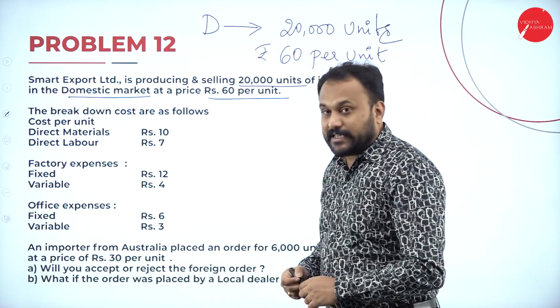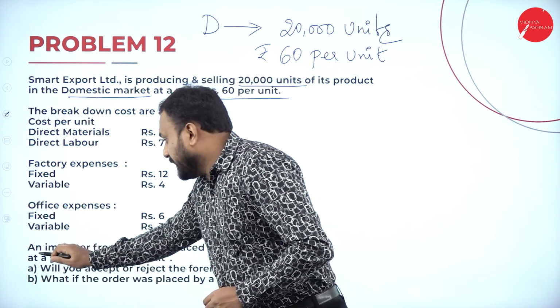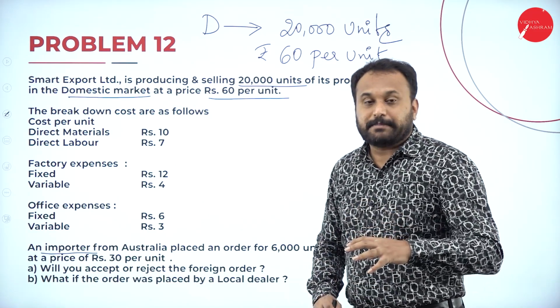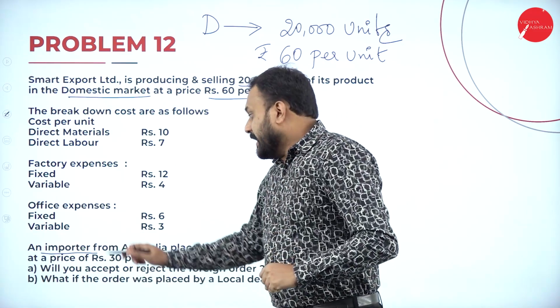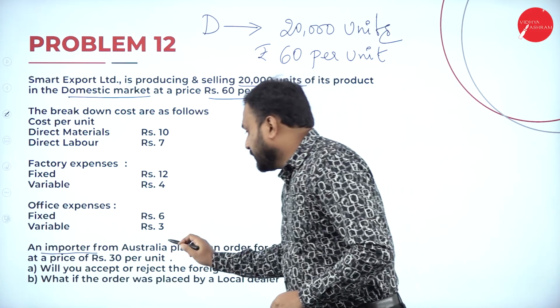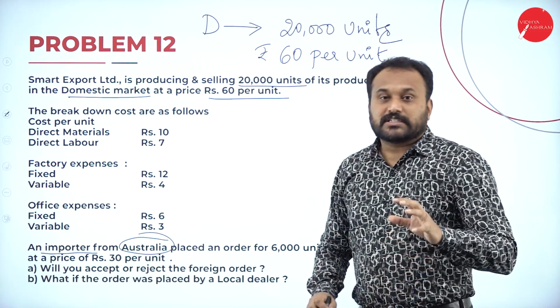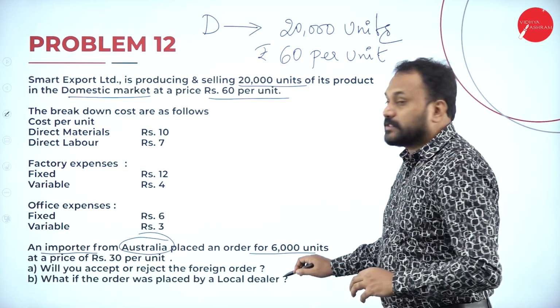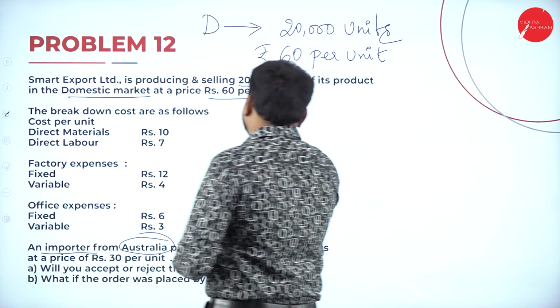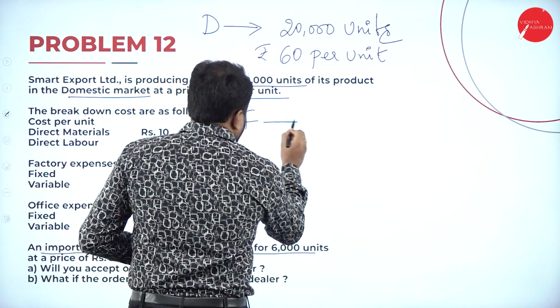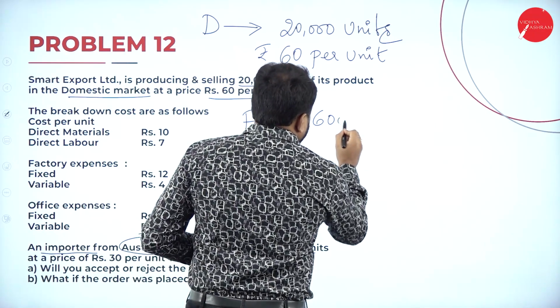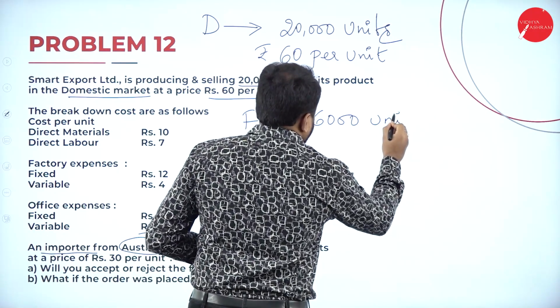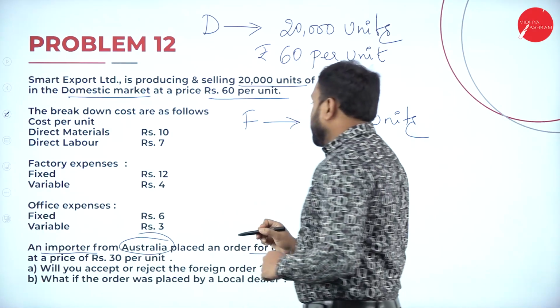Next, they are asking us about an importer. Now please underline this one. Importer, that means a foreign person, right? An importer from Australia. See, the country is also given, that is Australia. Now they place an order for 6,000 units. So again you are supposed to write here foreign order. Foreign, how much is it? 6,000 units. Now you need the rate, isn't it?